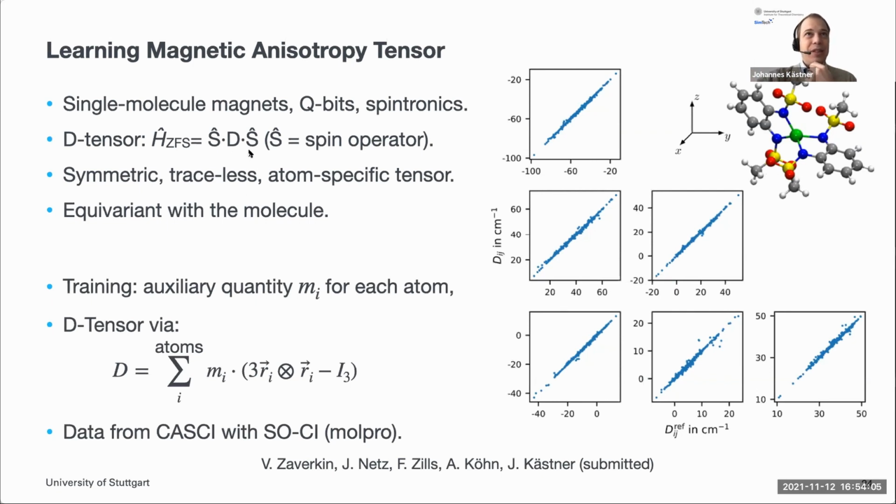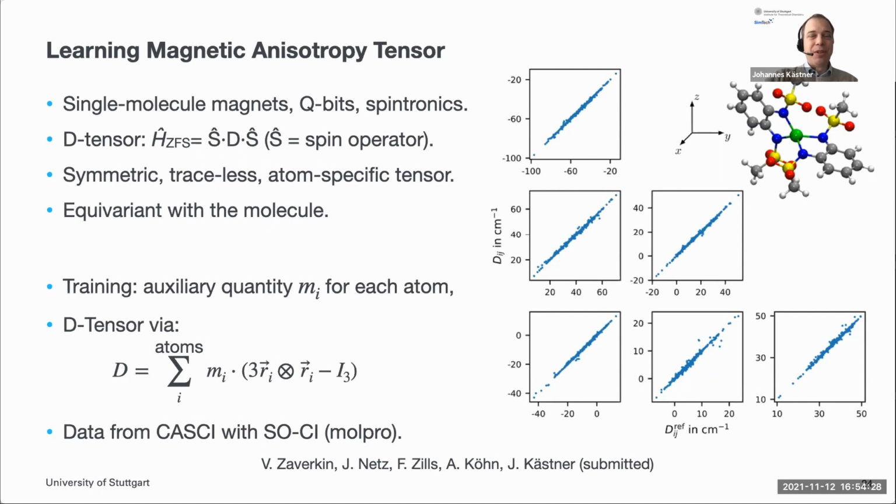The D-tensor that we learn is essentially the parametrization of the zero field splitting Hamiltonian. Spin times D-tensor times spin is the Hamiltonian. The properties are, it is a symmetric, traceless, atom-specific tensor. So we have one tensor, not for the whole molecule, no global quantity, but one tensor for the cobalt atom. In principle, we're only interested in one atom.